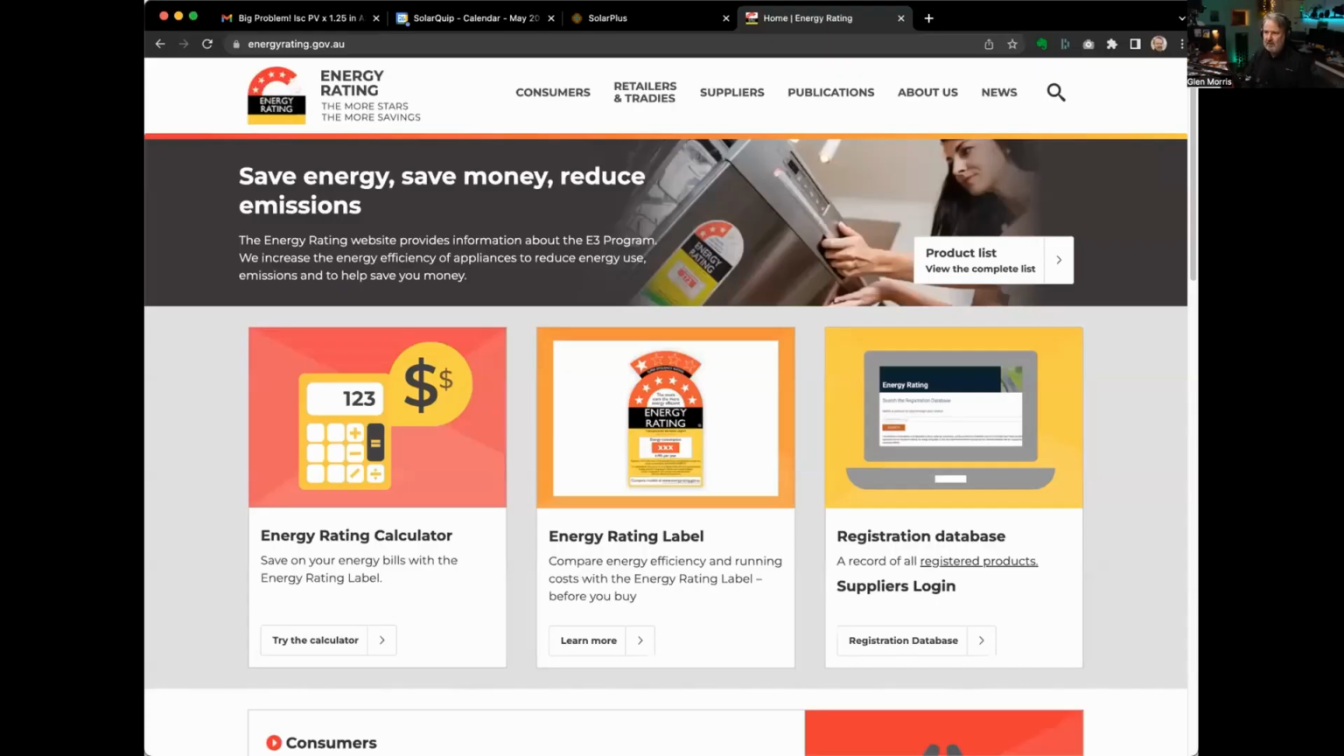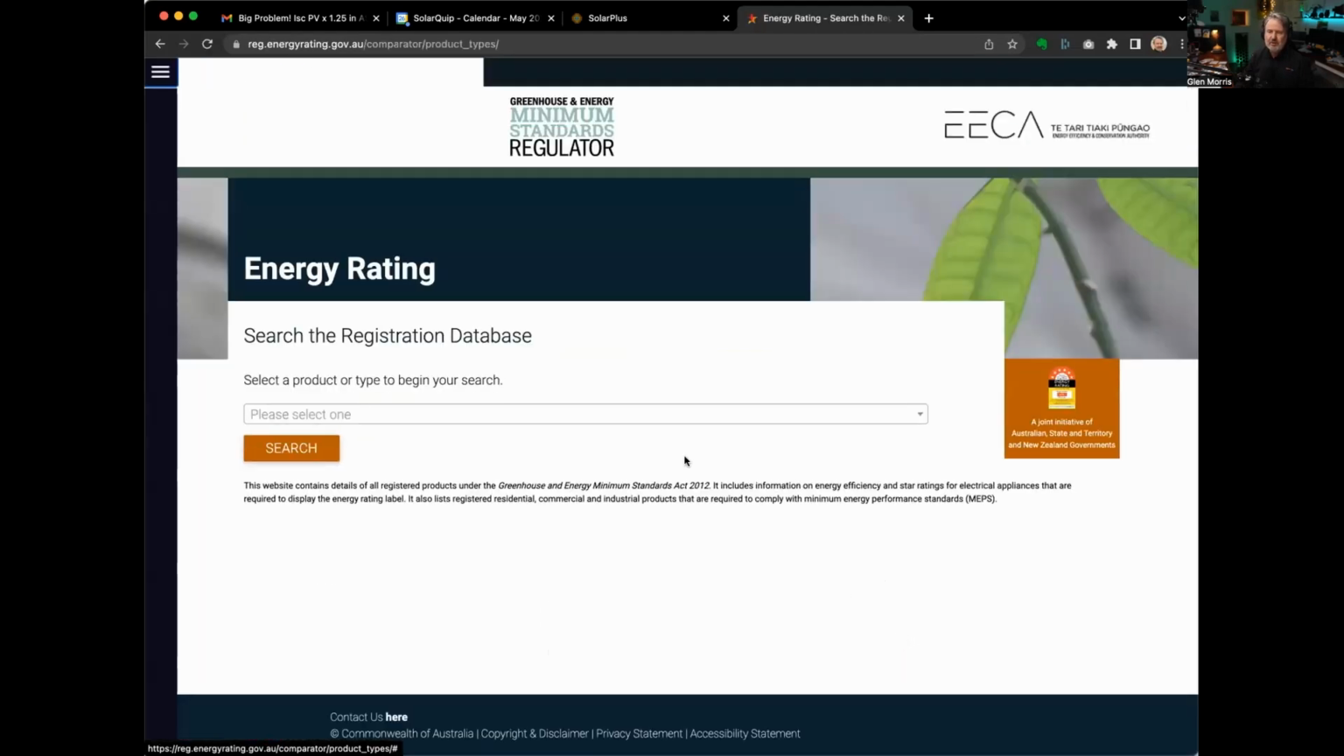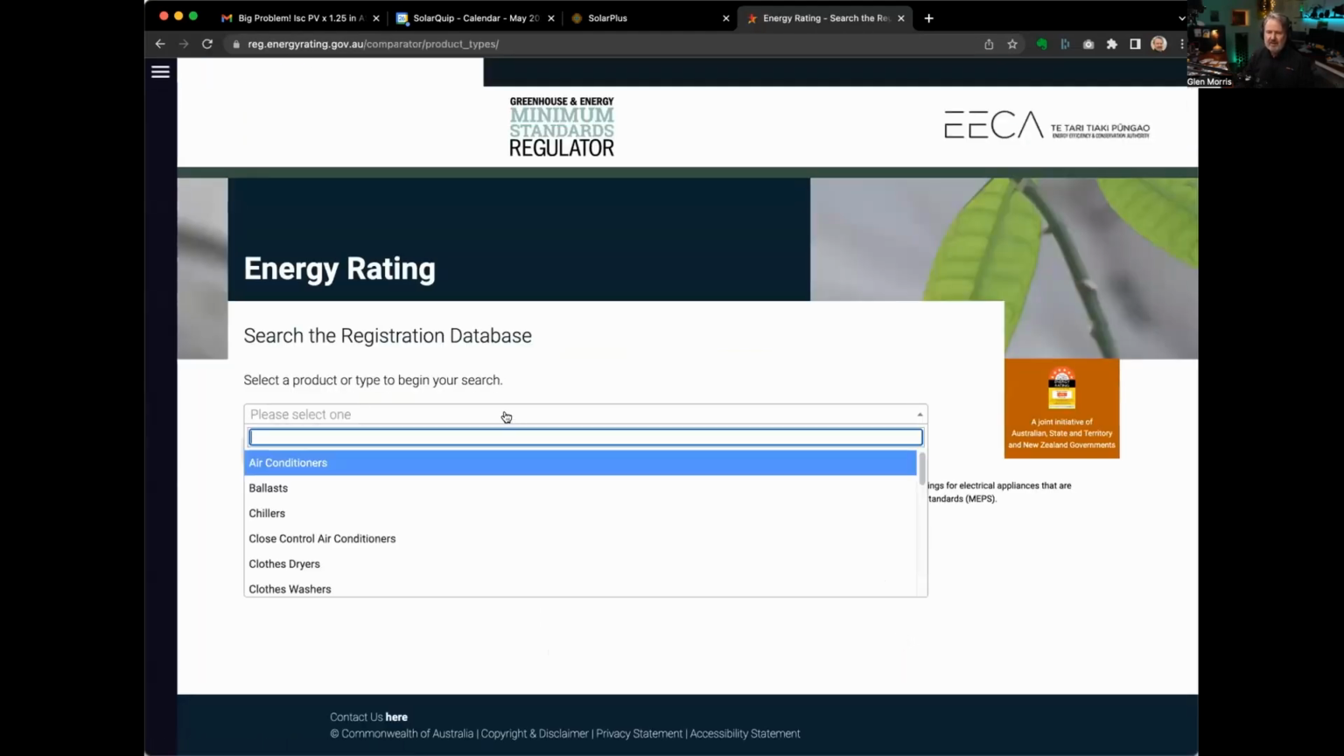So let me see if I can share this one again. Okay, you should be seeing the energy rating database website. Great, yep. And the trick is that there's this thing called suppliers login. The login is not what you want. It's the registration database underneath it. It used to be right up the top of the page, so prominent, but now it's hidden down here a little bit. So when you click on that, this is where you can look up appliances, and it's a huge list that's being rated.